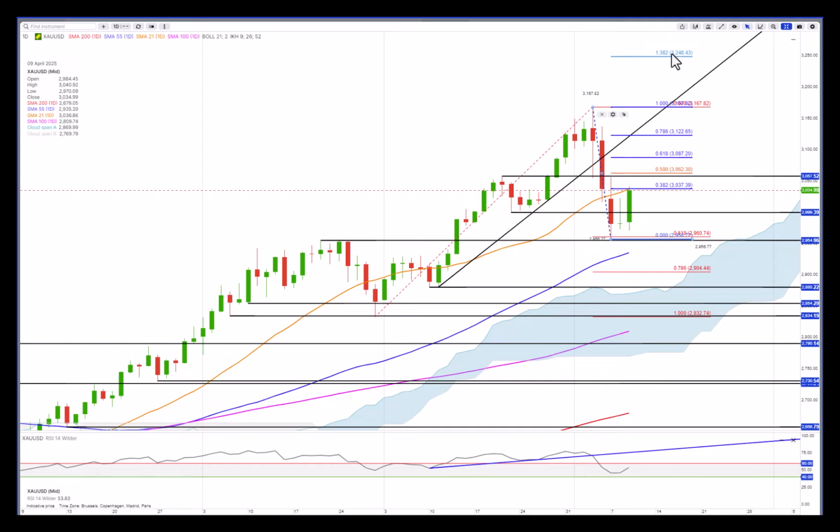32.48, which is the 138.2 projection of this correction here. Short term, I only believe that we get up to around 30.87, maybe 31.22. But if it takes out the lows here at 29.55, well, then we could see a push down to 28.80.